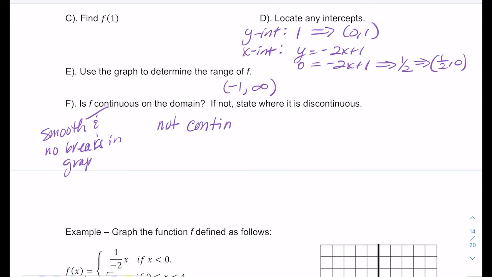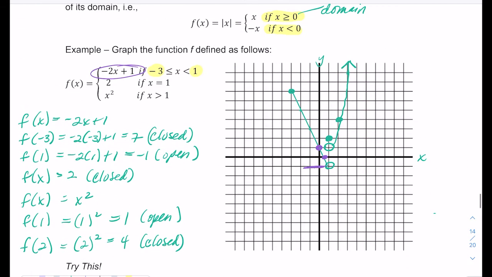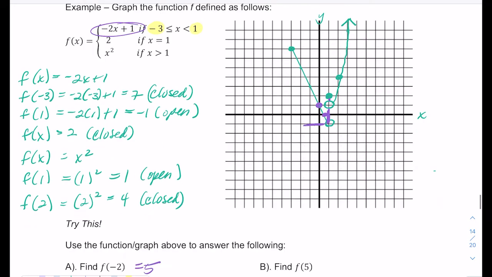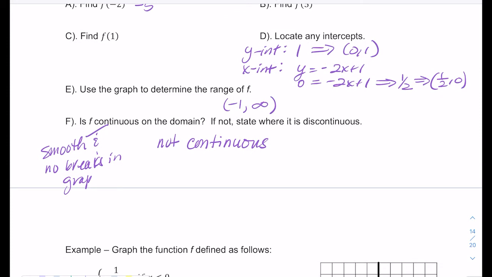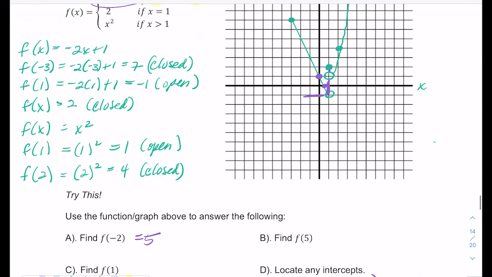So if it's not continuous, where is it not continuous? So where is the break at? Right here, right? That's where all my breaks are, right at x equals 1. So it's not continuous. We would also just say that's known as discontinuous. Where? At x equals 1. So again, if you look at the graph, you can see where x equals 1, there are these breaks in the graph.